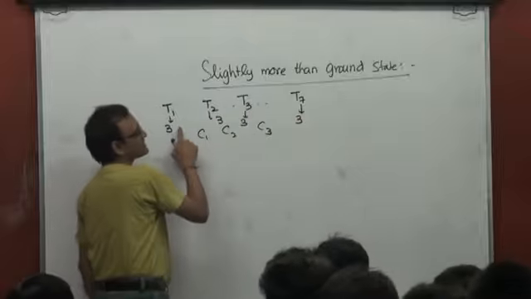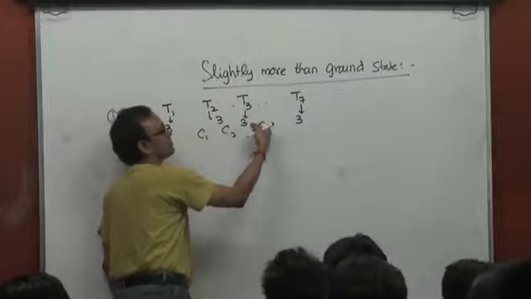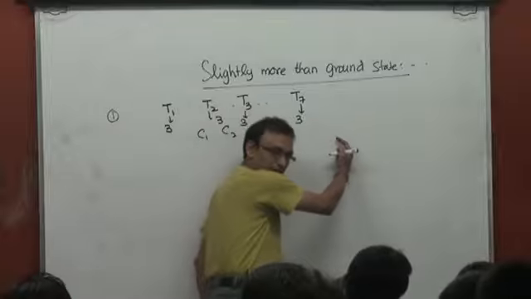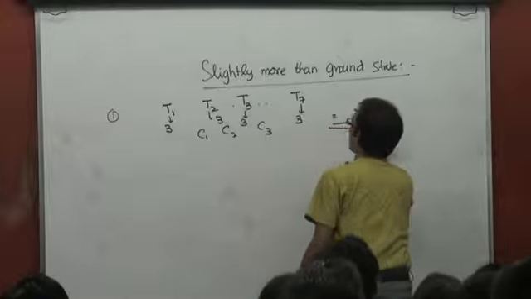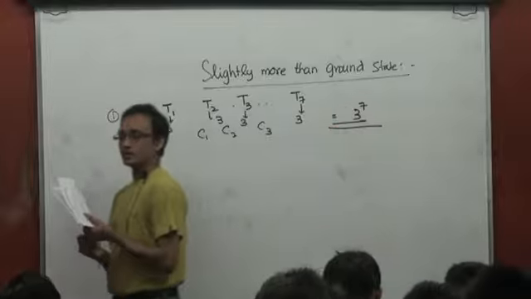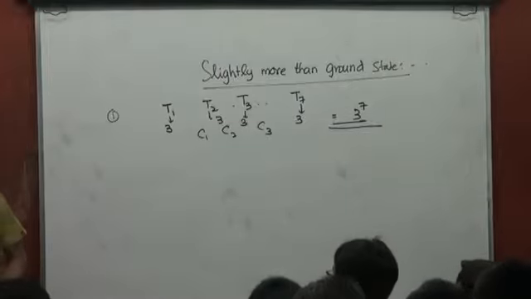So the number of ways is the number of ways of giving away T1, into the number of ways of giving T2, into the number of ways of giving T3, and so on up to T7. So that makes it 3 to the power 7. 3 to the power 7 ways of distributing toys to children. It's possible that a child gets nothing, right?